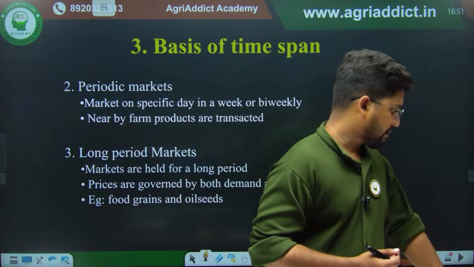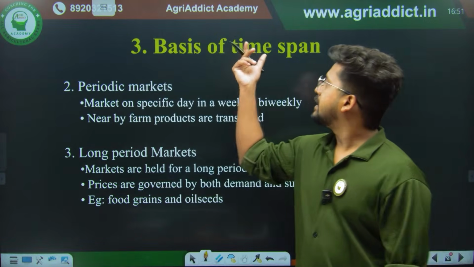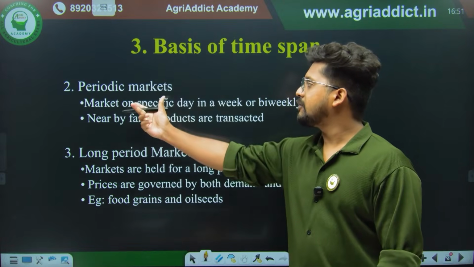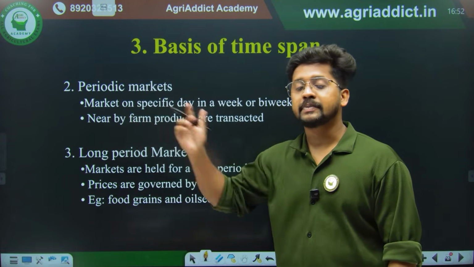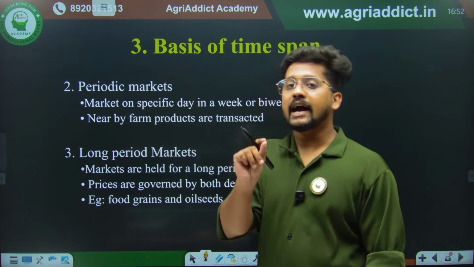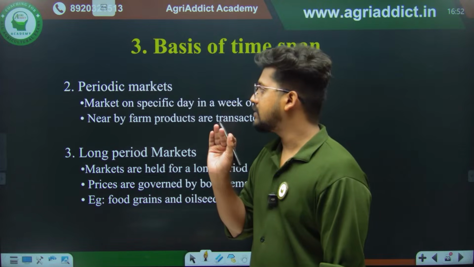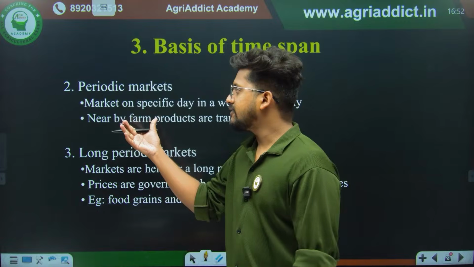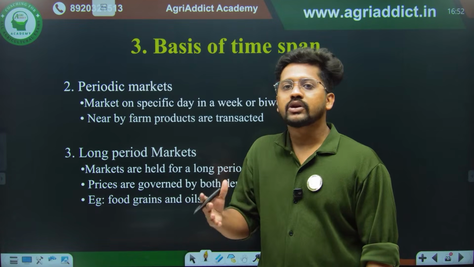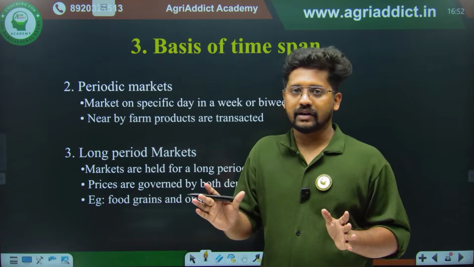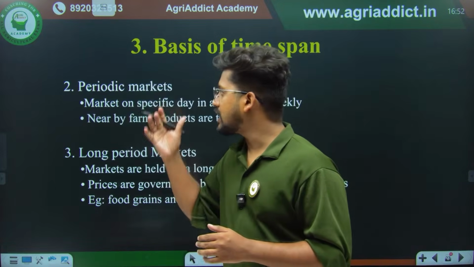Based on the time span, we will have the periodic markets. First we had the short period market, where we had only a few hours of marketing. The second one is the periodic market. In a periodic market, it will work once or twice in an entire week. Such a market is known as a periodic market.